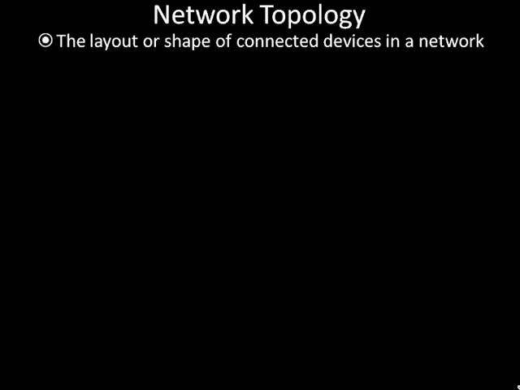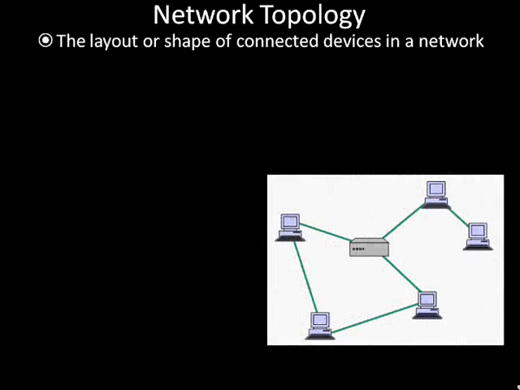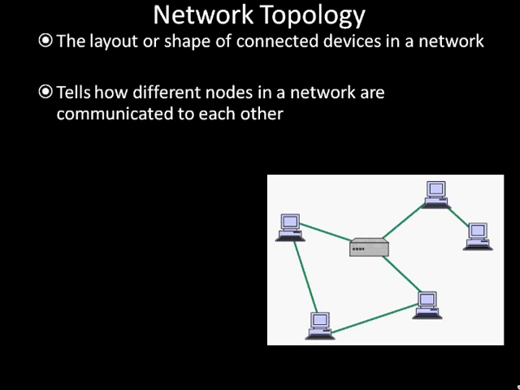Network topology refers to the layout or shape of connected devices in a network. In other words, it tells us how different nodes in a network are connected to each other and how they communicate with each other. Networks must be arranged in a particular way in order to work properly. These arrangements are based on the network hardware's capabilities and the characteristics of the various modes of data transfer.